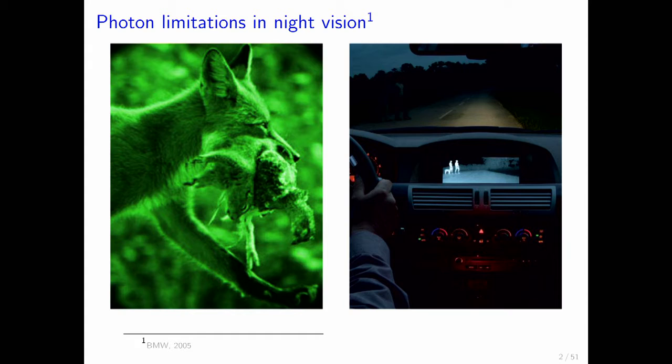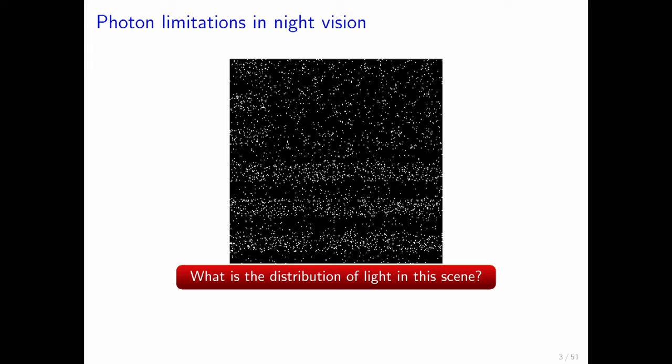So a photon-limited image might look something like this. You can see each white dot in this picture would correspond to a single photon hitting our detector. And from this kind of image, what we'd like to do is to understand, well, what's the underlying distribution of light in this scene? So if we had the time to sit and collect photons for 100 years, then we might get a very nice, clear, crisp image, akin to what you might get on your iPhone in a well-lit scenario. But in night vision, you would like to have just the small number of photons and still be able to figure out what that underlying nice, crisp image is.